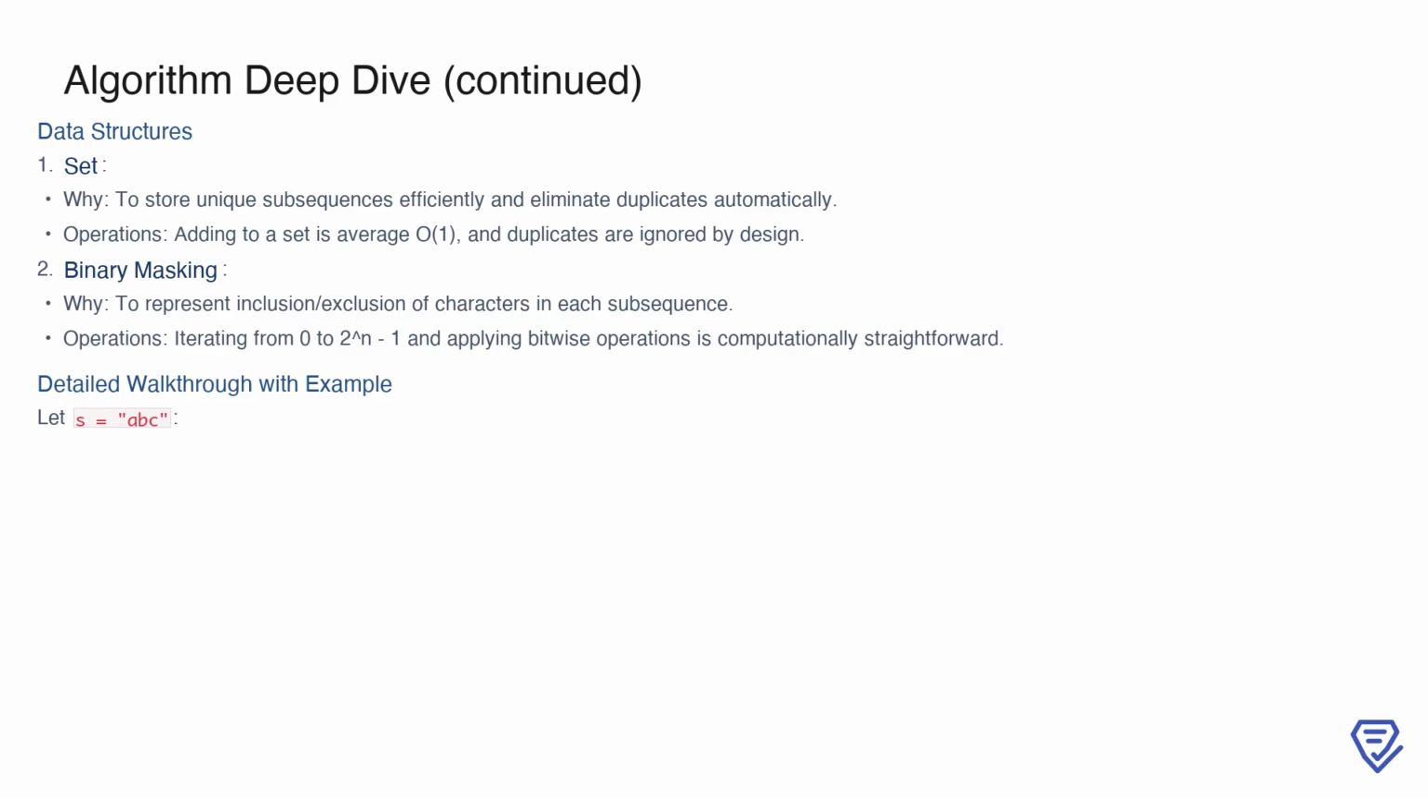By iterating over all integers from 0 to 2 to the power of n minus 1, we use the binary representation of each number to decide inclusion or exclusion of characters in the string. For example, if the binary mask is 101, it means the first and last characters are included, while the middle character is excluded. This approach is straightforward and provides a systematic way to generate all possible subsequences.